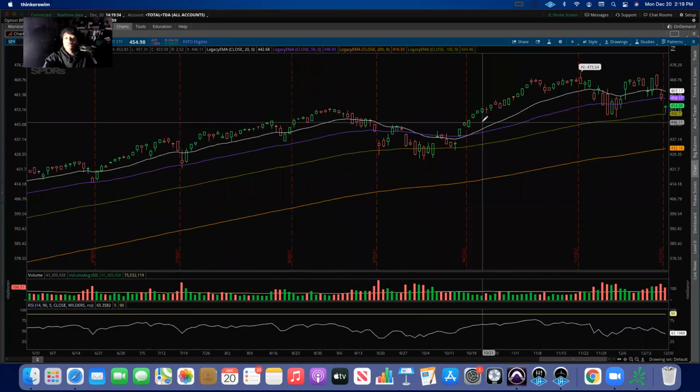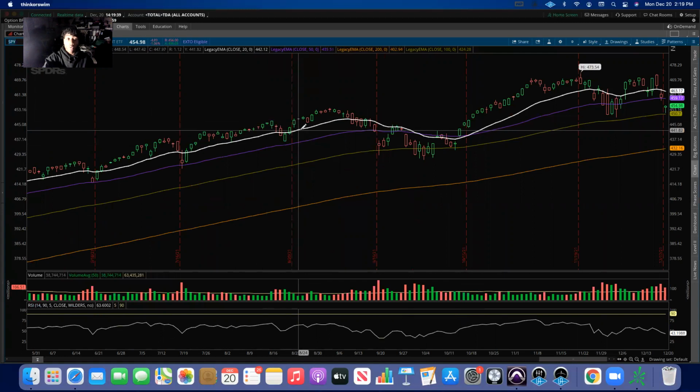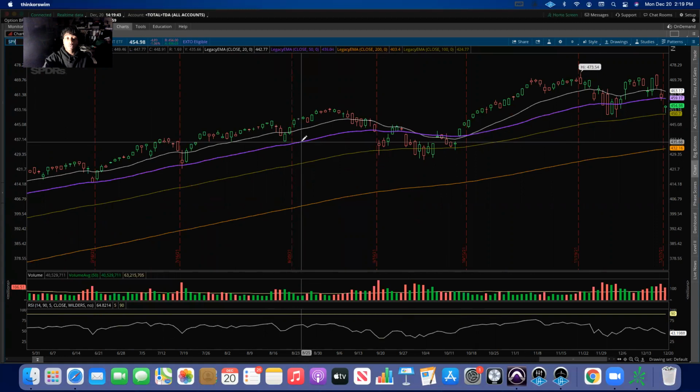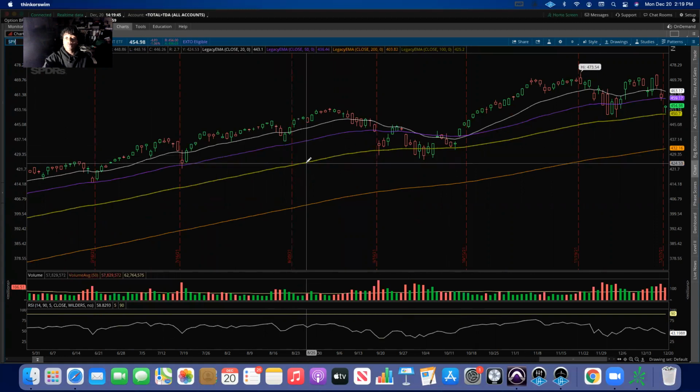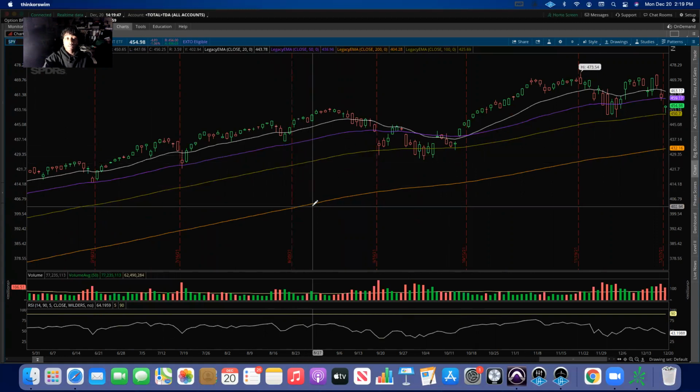So I also have the moving averages mapped out here as well. This white line is the moving average over 20 days. This purple line is the moving average over 50 days. The yellow line is the moving average over 100 days. And this orange line is the moving average over 200 days. At the bottom here, you have an RSI indicator.